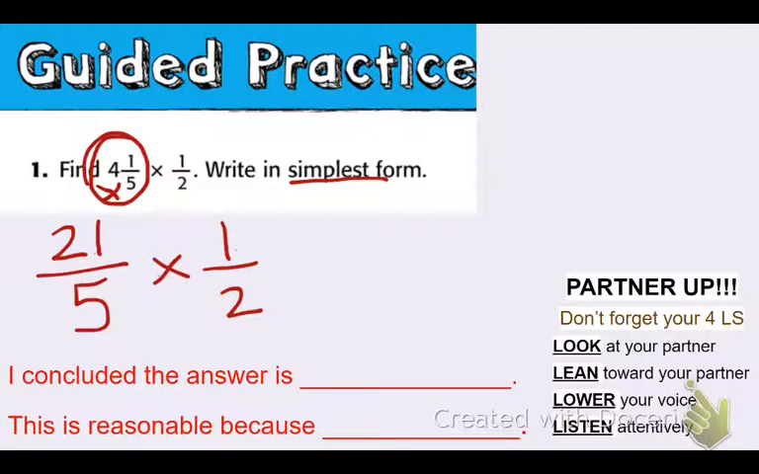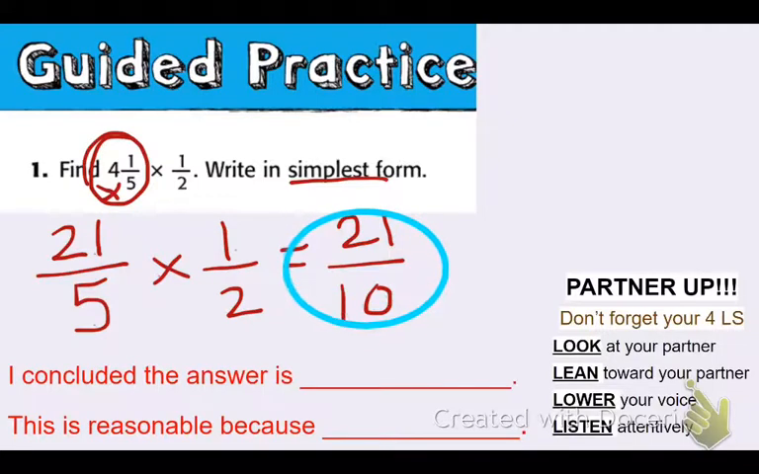21 times 1 is 21. Now step 3, multiply the denominators, the numbers on the bottom. 5 times 2 is 10. The next step is to simplify. I need to change this improper fraction to a mixed number.